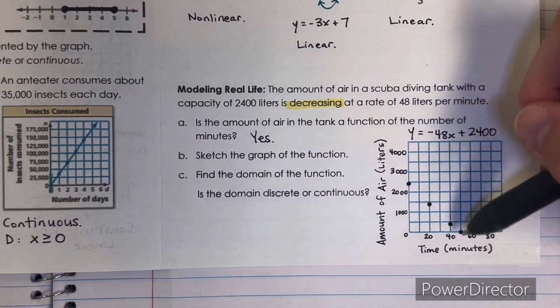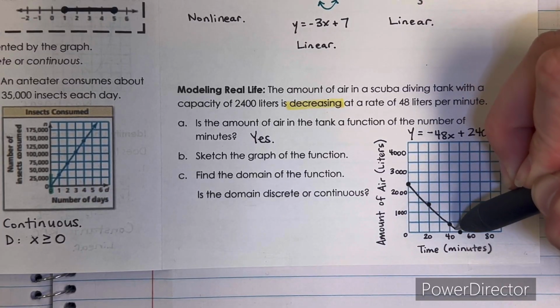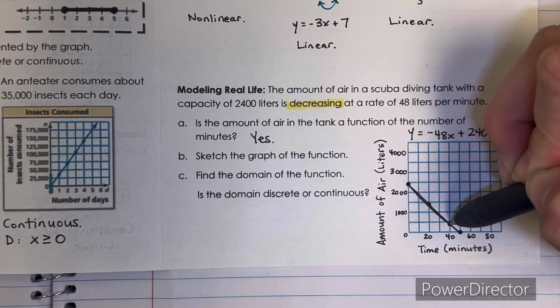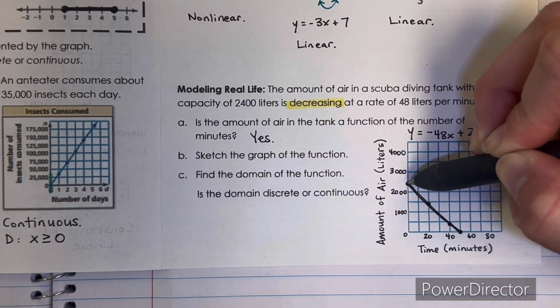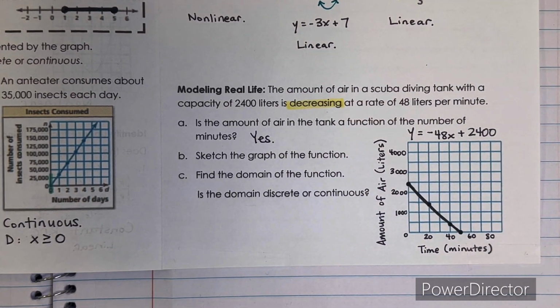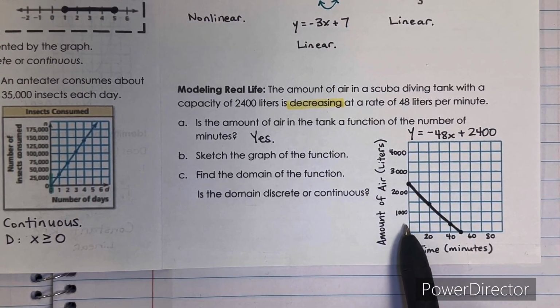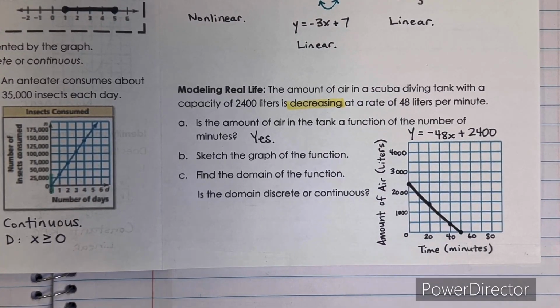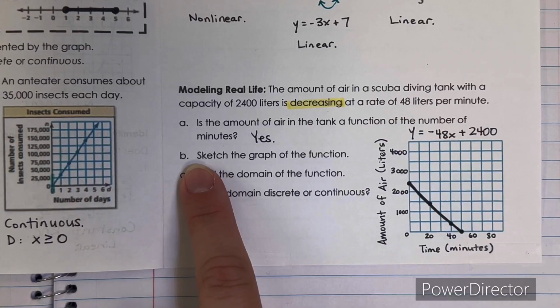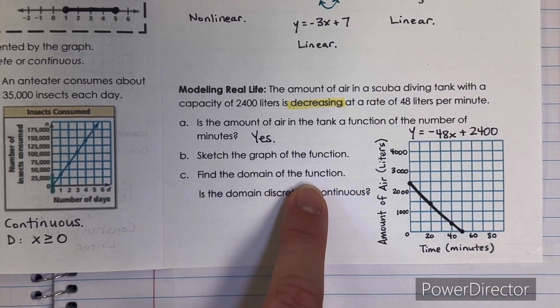Now that we've got our dots, we need to draw a line that represents this scuba tank losing the air. We do have to include the lines in between the dots because this is time and we're losing air. So it's not like it goes for a minute and stops. It loses at a constant rate. So part B is done. It says sketch the graph. Got it. Part C, find the domain of the function.